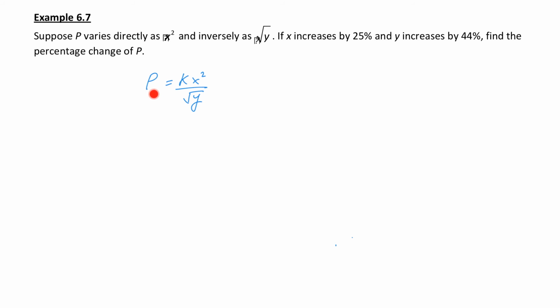P is our subject, so we do not need to make it the subject. Next time, if P is not the subject, you need to make it the subject first. So P new is equal to k times, x increased 25%. Remember, it's the whole term of x increased 25%, so this is the new x, and we also need to square it: 1 plus 25% squared, over square root of y. And the new y increased 44%, so the new y is y times 1 plus 44%. This 1 plus 44% is inside the square root, and this 1 plus 25% is inside the square.